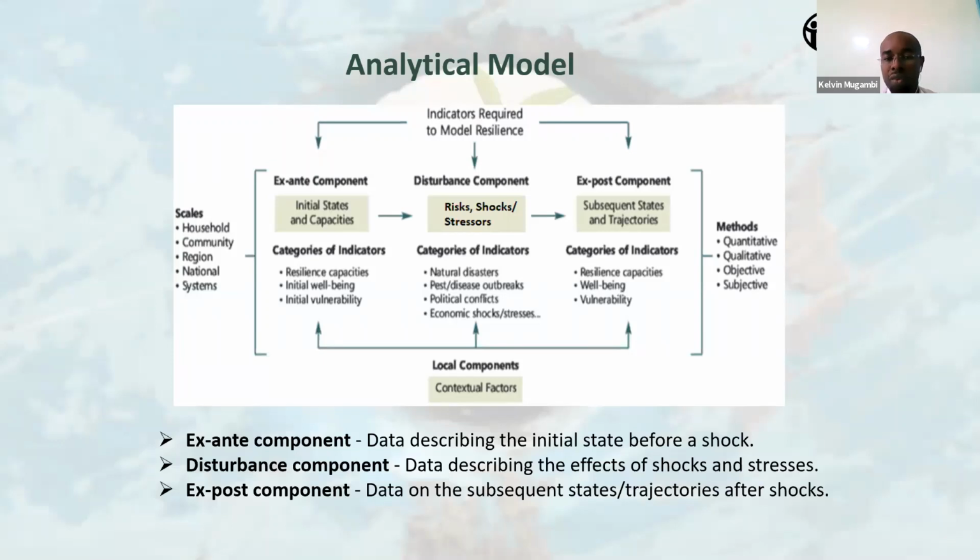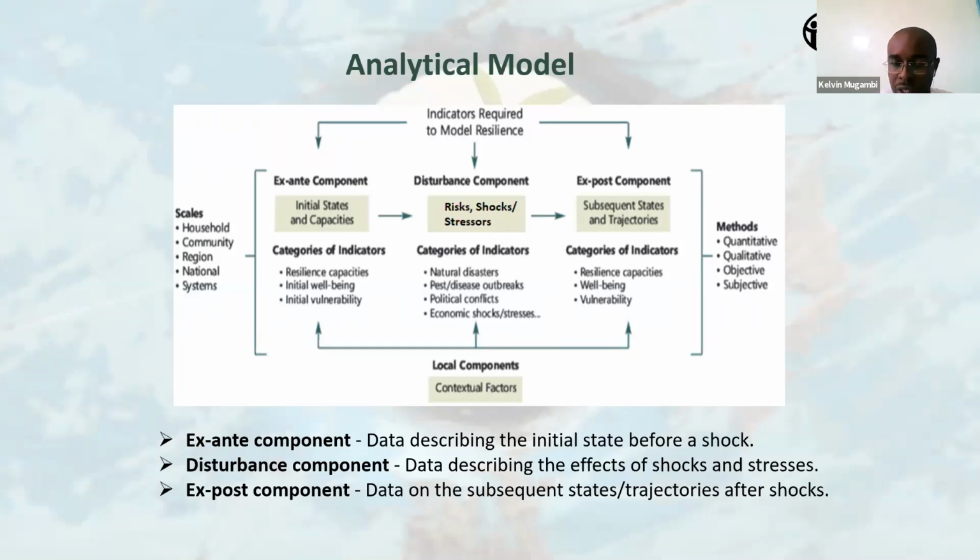We have the political conflicts as well as the economic shocks. Last but not the least is the export component, and this entails data on the subsequent states or trajectories after the shocks. The categories of indicators that we ought to look at here is the resilience capacity. How has it changed from the initial state? How is the well-being? How has it changed from the initial well-being? And last but not the least is the vulnerability.